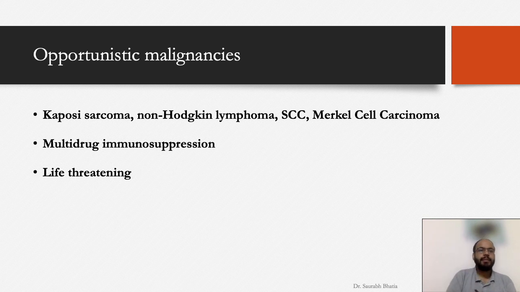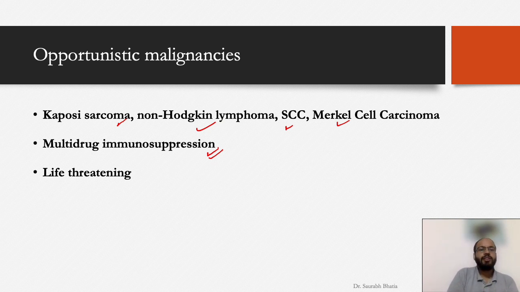Opportunistic malignancies. Some malignancies like Kaposi sarcoma, non-Hodgkin lymphoma, squamous cell carcinoma, Merkel cell carcinoma have been implicated with prolonged use of steroids, and it is usually seen in patients who have taken steroid for a longer duration, high-dose steroids, long-acting steroids, and also steroids combined with other immunosuppressive drugs like methotrexate, cyclosporin. So if you are using multiple classes of immunosuppressive drugs and the patient is on prolonged immunosuppression, the chances of these kind of malignancies increase a lot.